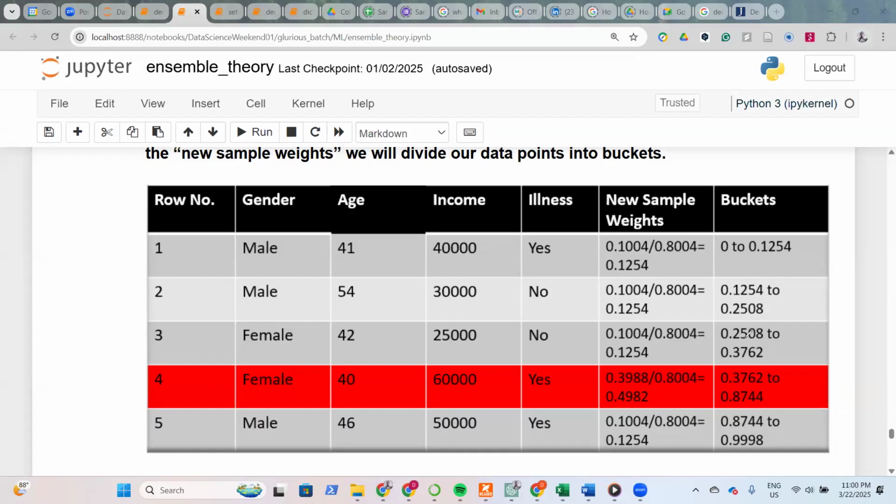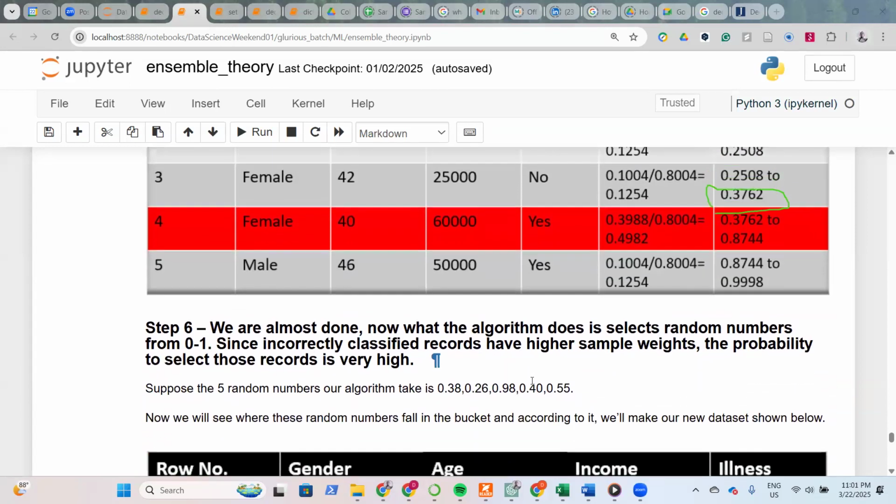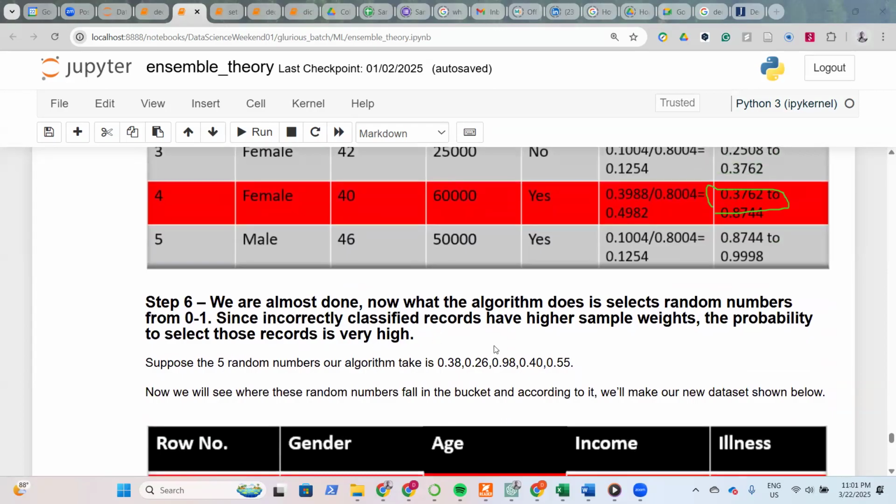So now let's just see. These are our buckets. We created our buckets. Don't mind the name. Just call it a bucket. Okay, now we're almost done with the algorithm. So that's the selection of random numbers.